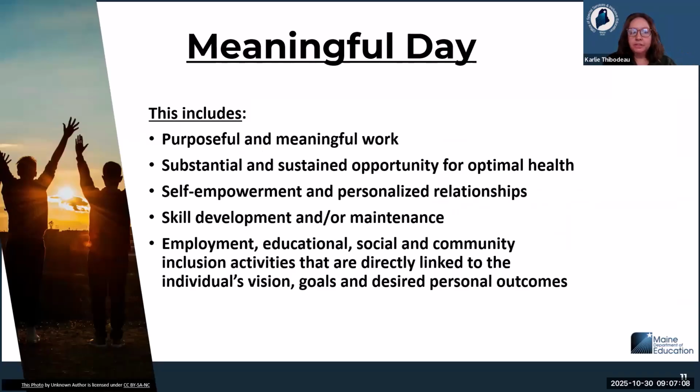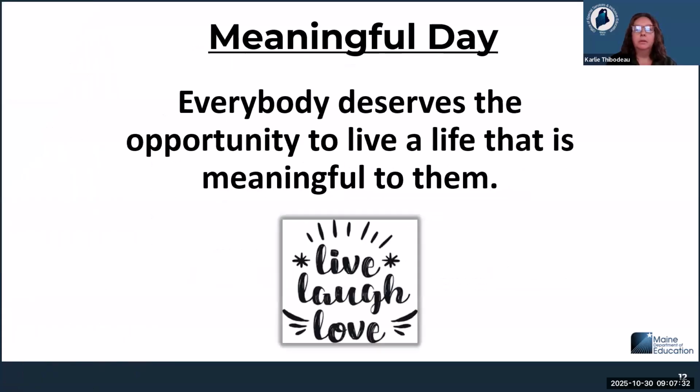So when you're thinking about a meaningful day, you're really thinking about how you can help them be successful as they move on out of high school. And so the things that come up in that transition plan, you are thinking about that education and training that they'll need, that employment, and then ways to get them to be active members in their community. So just a note that everyone really deserves that opportunity to live a life that is meaningful to them. So the transition plan is really thinking about what is meaningful to the student.